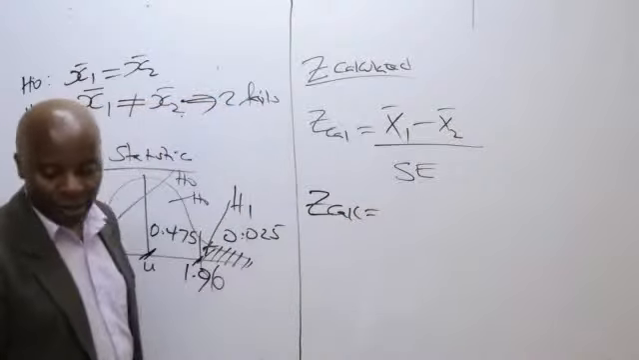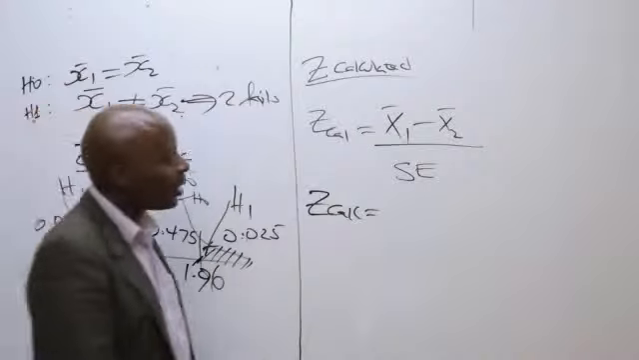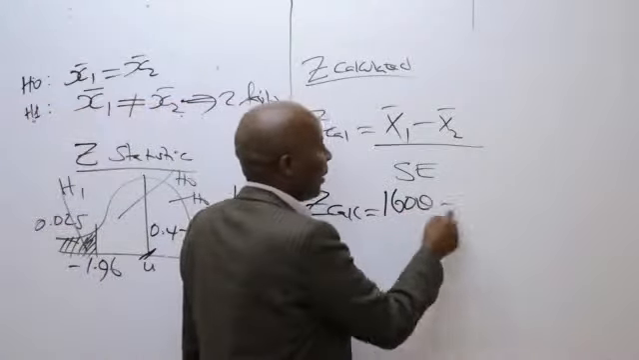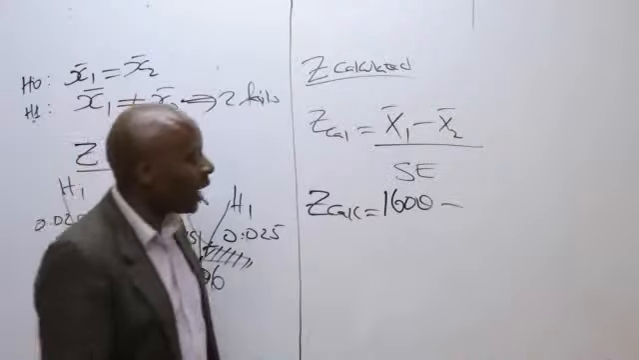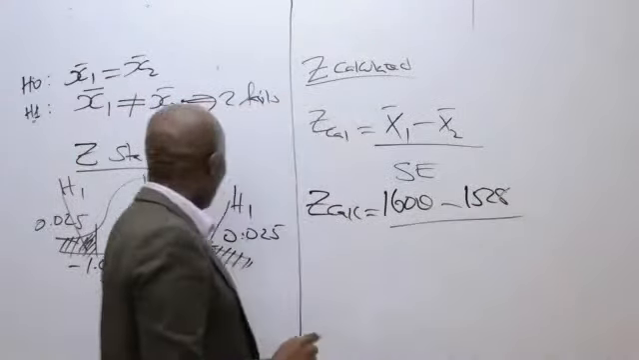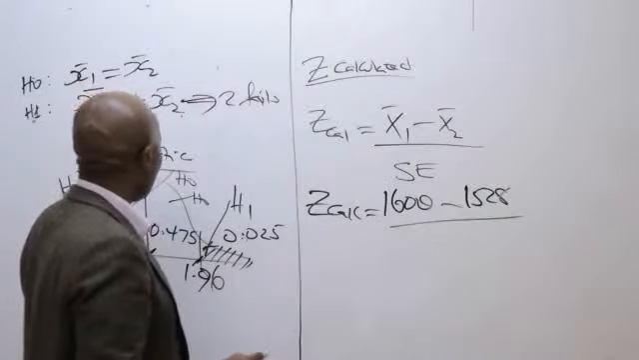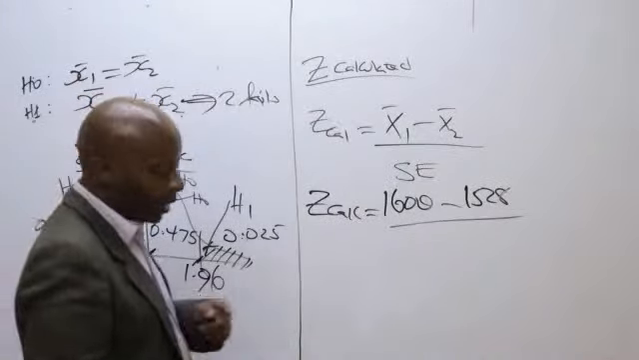X bar 1, the first mean they gave us for X, is 1600. So I'll talk of 1600 minus X bar 2. X bar 2, what do we have there? 1528. So minus 1528, all over the standard error. The standard error, ladies and gentlemen, happens to be the figure that you gave me, 18.68.